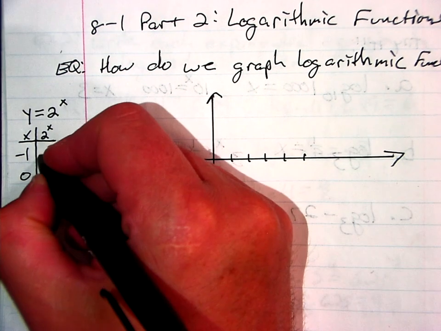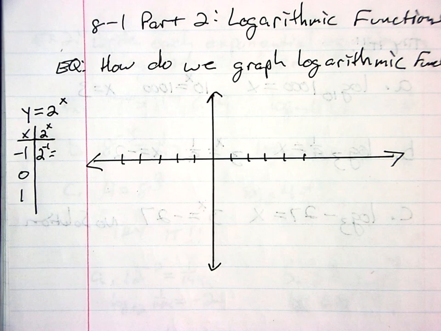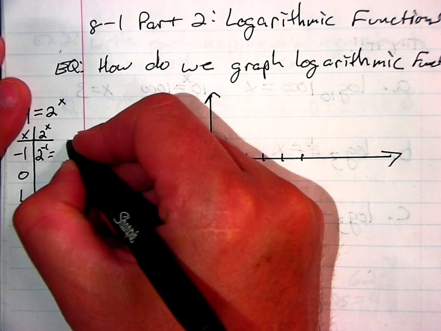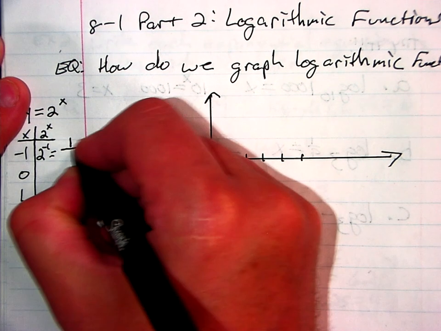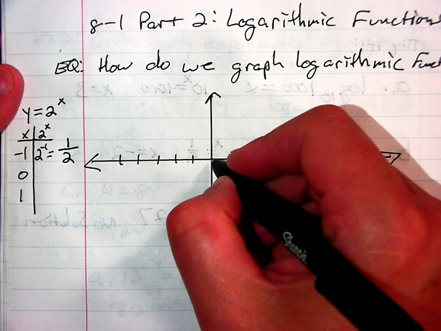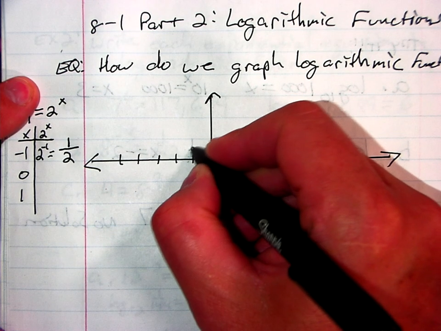So this was 2 to the -1. In order to get rid of the negative exponent, we send it to the bottom of our fraction, so it becomes 1/2. So my first point is back 1, up a half. That was my first point.